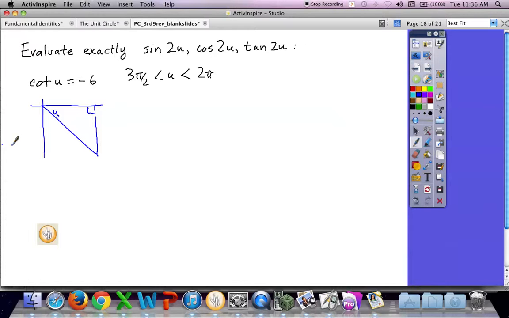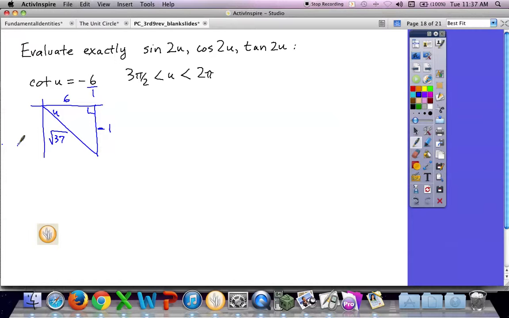Now, if the cotangent is -6, that would be the adjacent over the opposite. So it's going to be 6 over 1, and one of those has to be negative. And which one has to be negative? Actually, that one has to be negative, right? Why? Because it's below the middle. Okay, use Pythagorean theorem to find this side. It would be the square root of 6 squared plus -1 squared, which is the square root of 37.